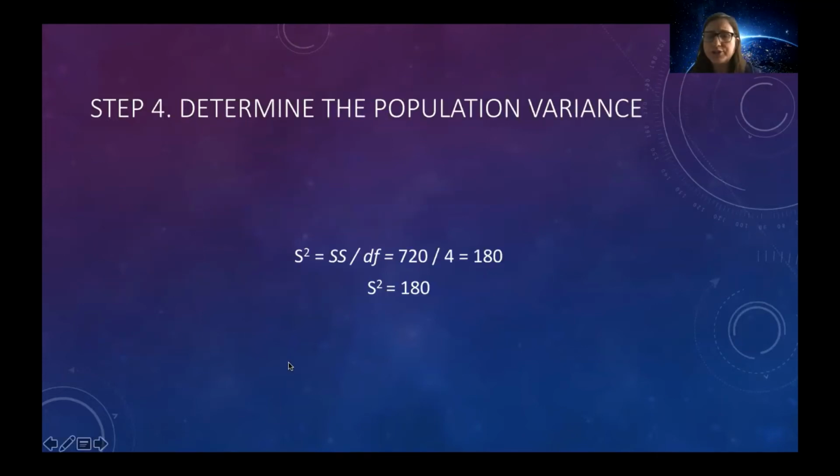Step 4, we're going to determine the population variance. How you do that is you divide the sum of squares by the degrees of freedom, so 720 divided by 4, and our population variance is going to be 180. Okay, so we don't know our population variance, but we figured it out by dividing our sum of squares by our degrees of freedom, and we get 180.